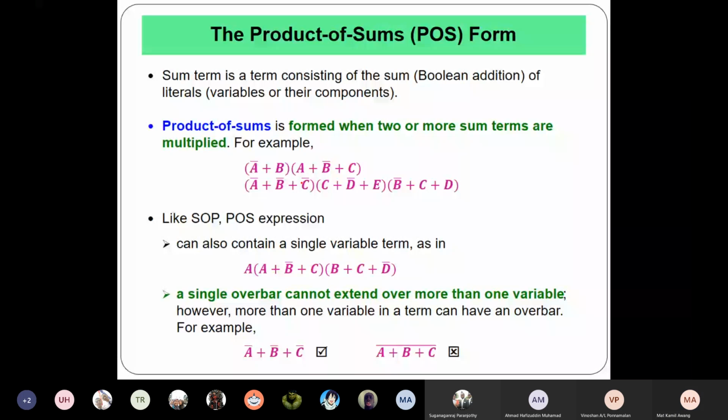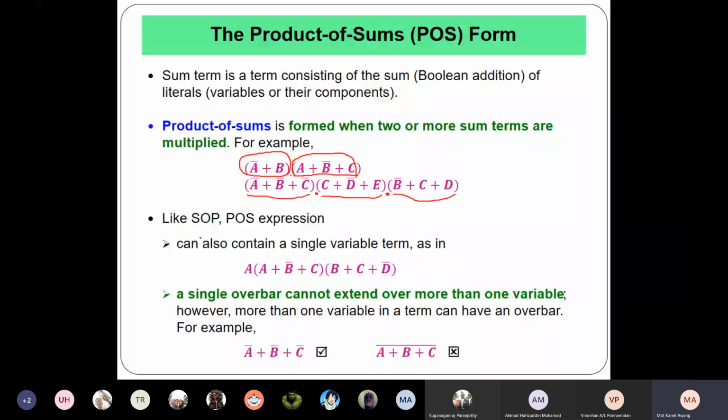So this is actually a sum, and this is another sum, and these two sums are ANDed together. So this becomes a product of sums. This is a product of two sums. This one is a product of three sums. This one sum is another sum. This is a third sum, and this is a product of these three sums. So this is called a product of sums.